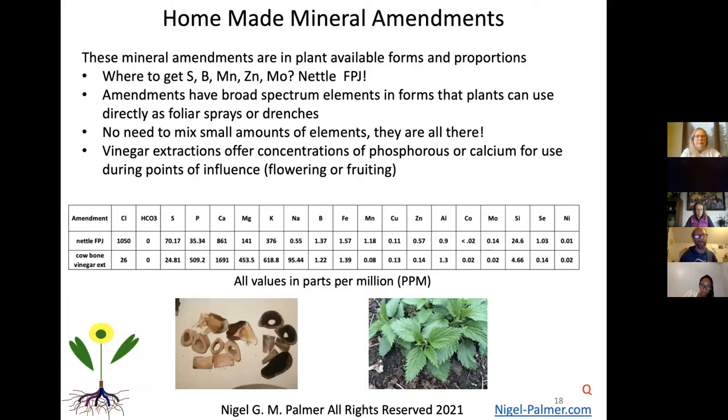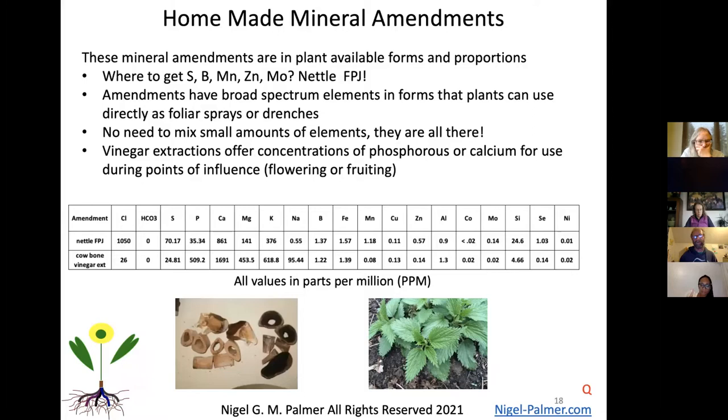And in fact, I've had instances where I've had cucumbers that just wouldn't flower. They're just sitting there and I can see the male or the female parts of the flower trying to flower, but the flowers never take. And merely by providing vinegar extracted cow bones as a foliar spray, I'm able to provide that plant with the phosphorus it needs, and boom, all of a sudden I've got lots of fruit.